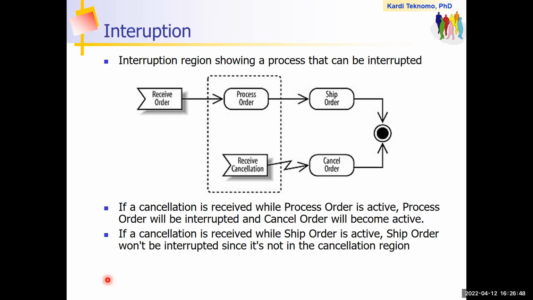Sometimes you have what is called an interruption. Say if there is a cancel, if there is a received cancellation, then of course cancel the order. So how do you know that this is a receive cancellation? You use this receiving signal shape, right? Is it clear or not?